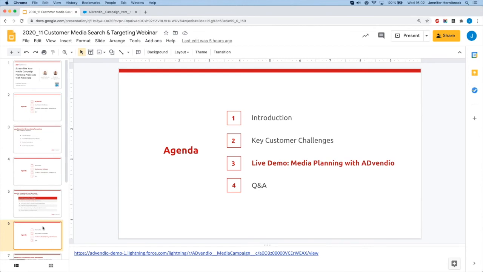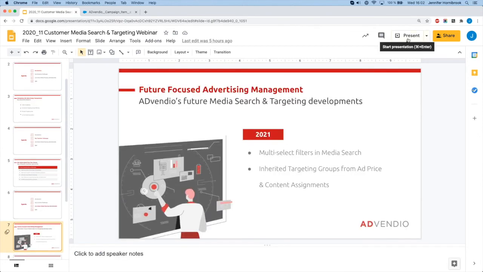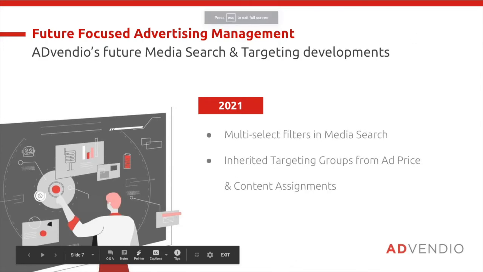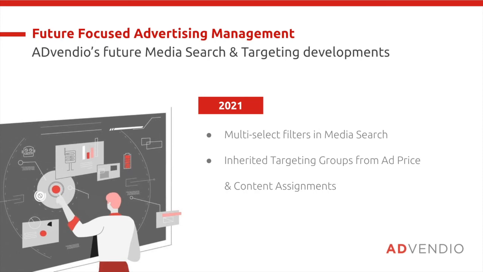So if I just quickly jump over here, I think we have a slide for it. So at the moment, what we are looking to do, or what improvements we plan on making in 2021 for these features, is that we want to make other filters in the media search also multi-select. So I'm not sure if the customer noticed, but as you saw when I was filtering by contents, I could search and select multiple contents at the same time. I searched for the food court in LAX and the food court in JFK at the same time.